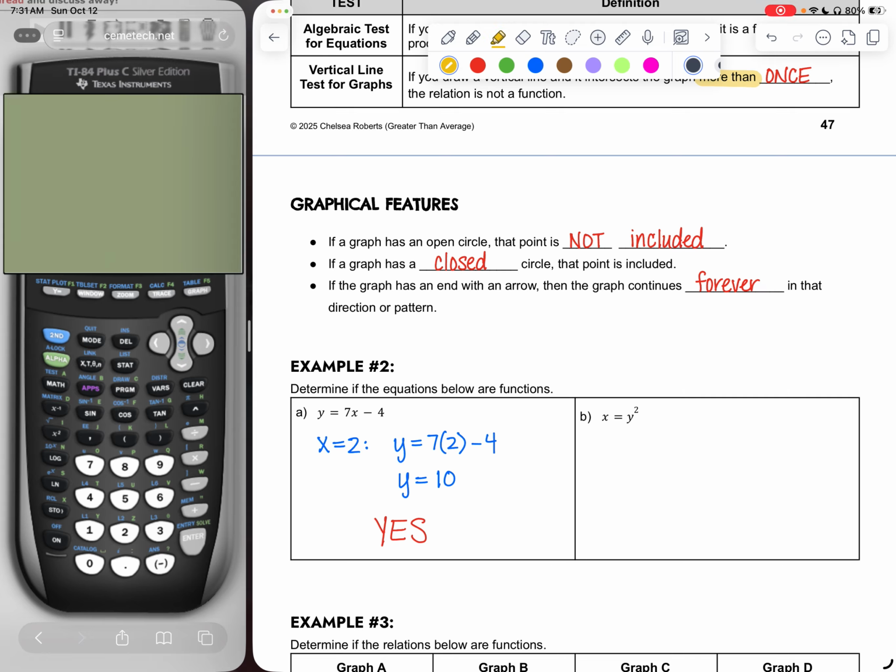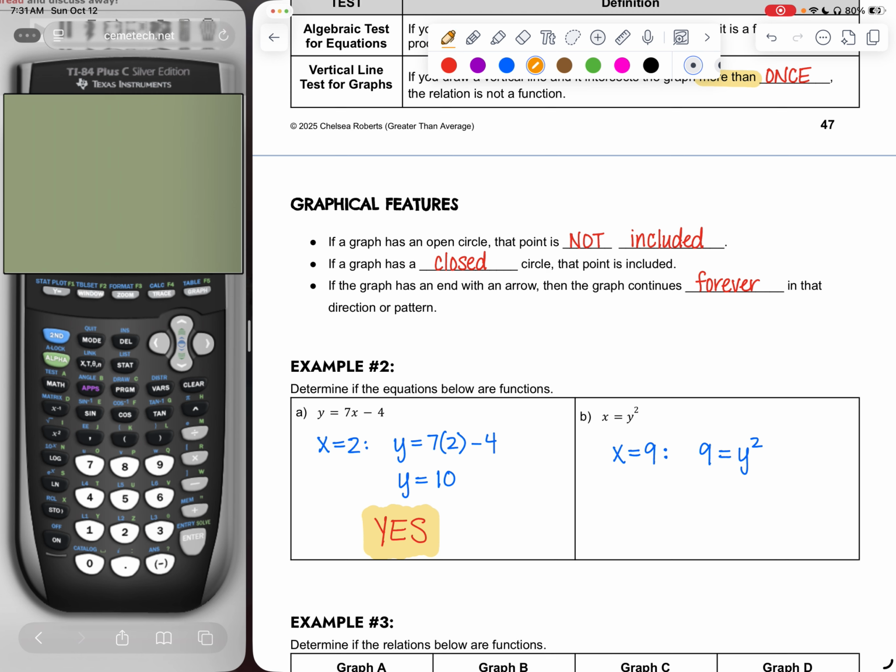This is a function. All right. Now, if we look at B, let's choose a random y value. It does not matter. So let's choose x is equal to 9. So when I plug that in, that is going to be 9 equals y squared. Remember, I am substituting in for x.